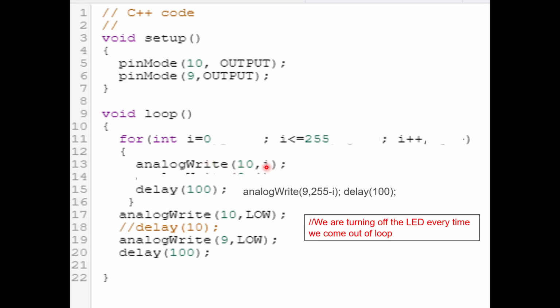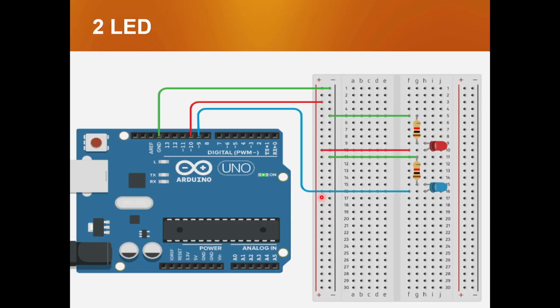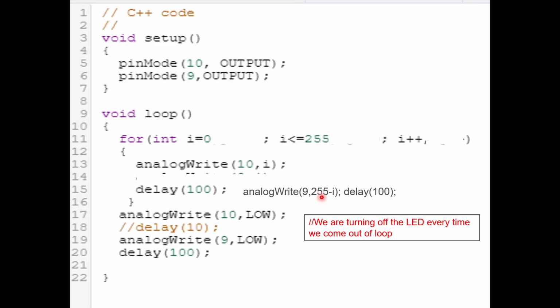So here i is 0, and the blue bulb is connected at the ninth position, pin 9. So when the red one has a voltage of 0, the blue one will have 255 minus 0, that is 255, the maximum. That is, one will glow and the other will turn off.